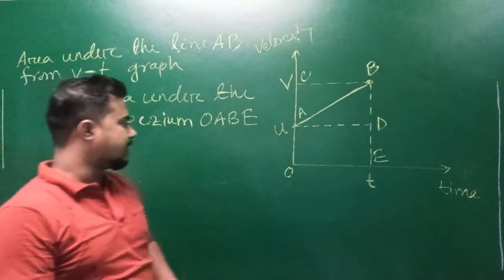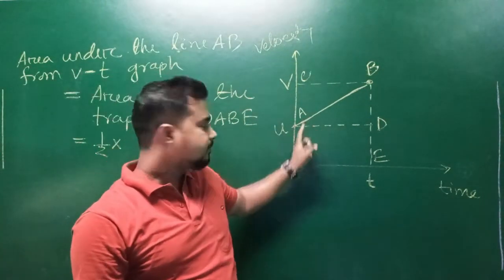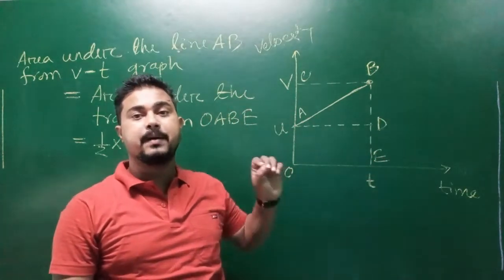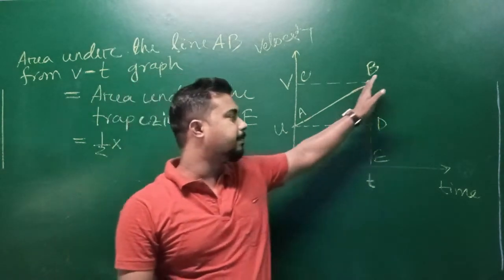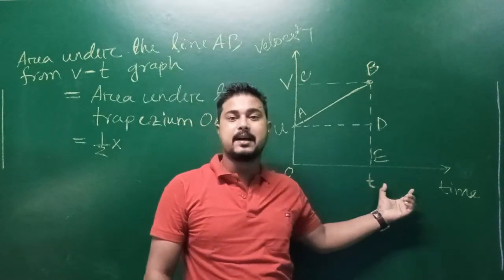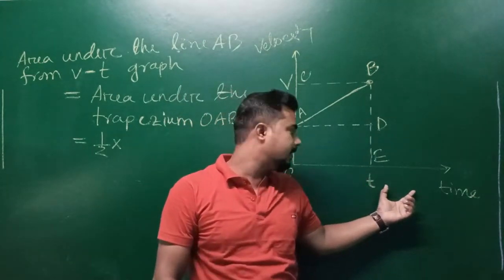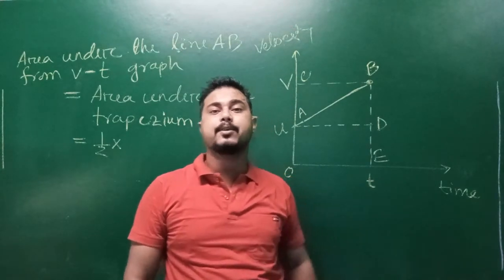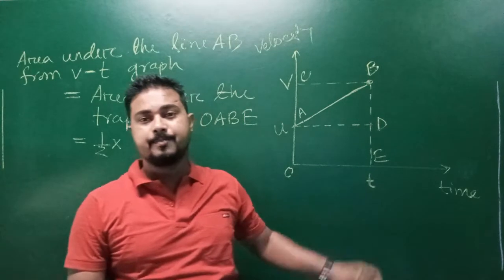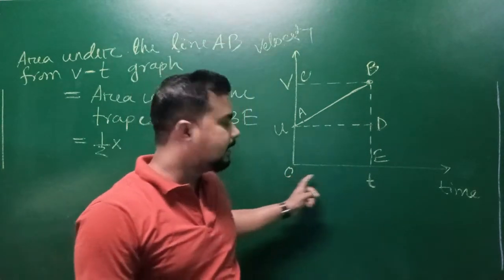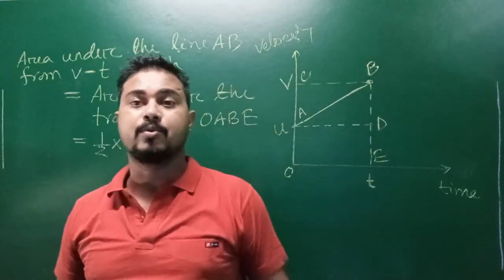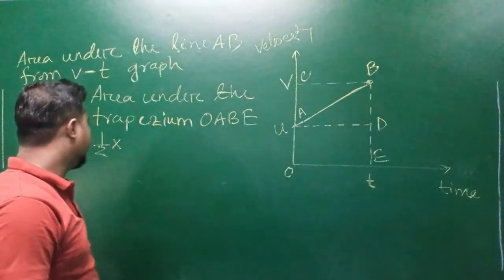So now if we see here, OA and BE are the two parallel sides, and OE is the height of the trapezium here. Okay, here OE is the height of the trapezium, OA and BE are the two parallel sides.